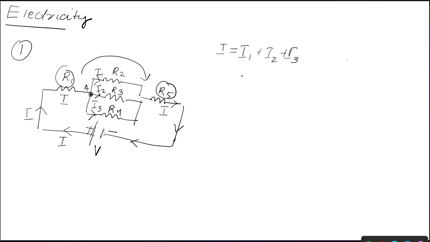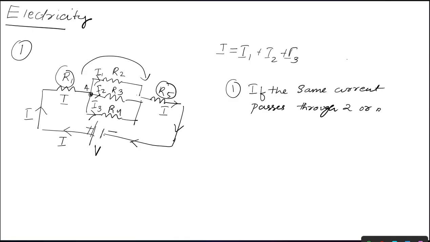So, in principle, we have two things. First, if the same current passes through two or more resistors, they are in series.